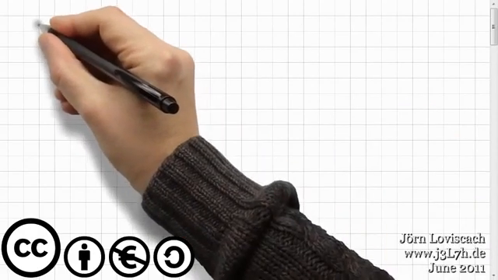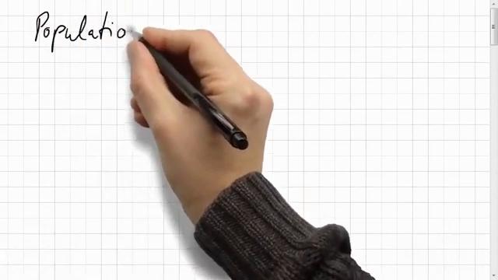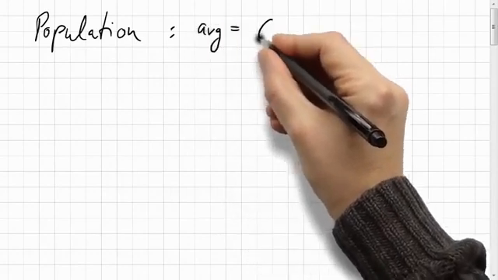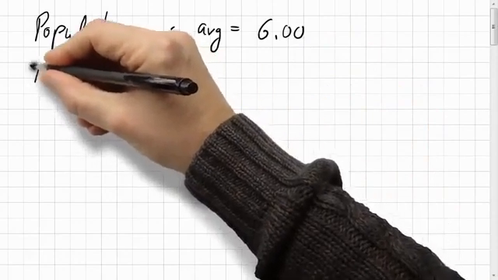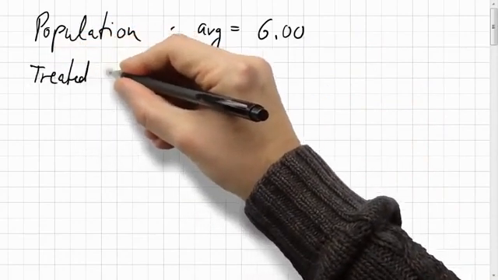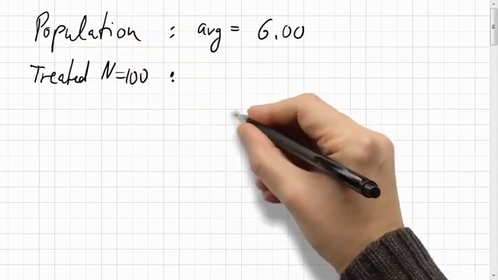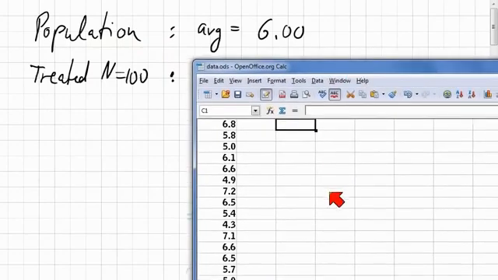Assume that you're a medical doctor creating a new drug. You look at one specific blood level, whose average in the population is, to keep things simple, say 6.00. And then you treat, say, 100 persons with the drug and look at the results. Of course, you would do that with a spreadsheet. So here's the 100 data points that I invented.